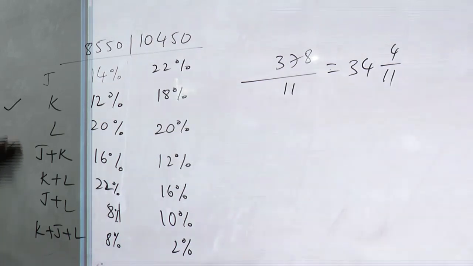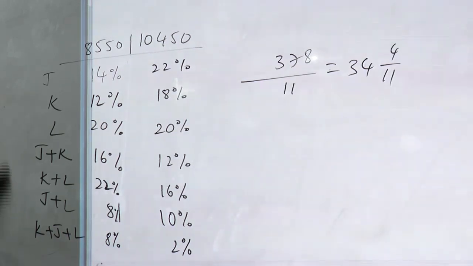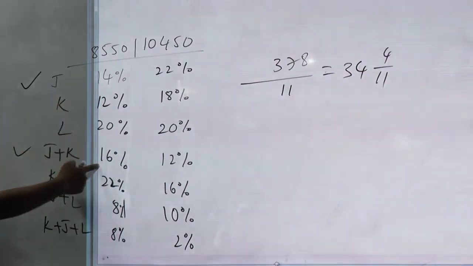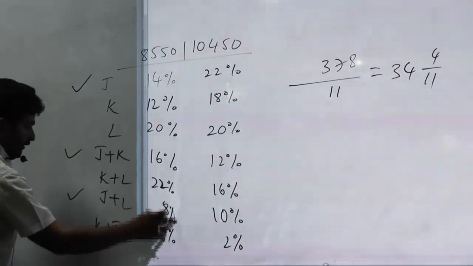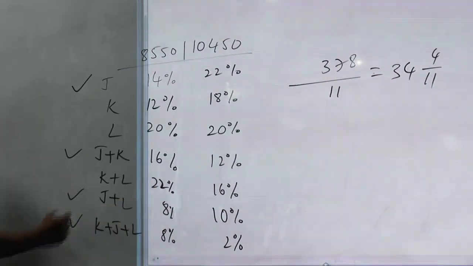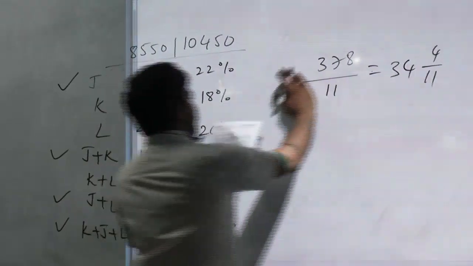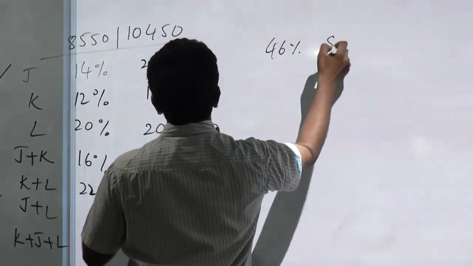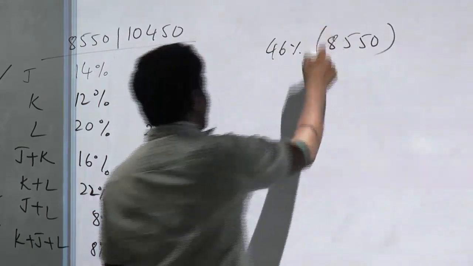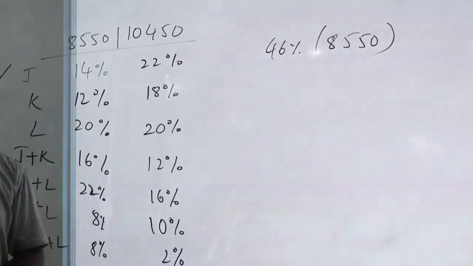Japanese, right? Wherever we have J, Japanese 14, 16, 38, 38 plus 8, 46. 46% of what? 46% of 8,550, because you need to calculate in terms of number.